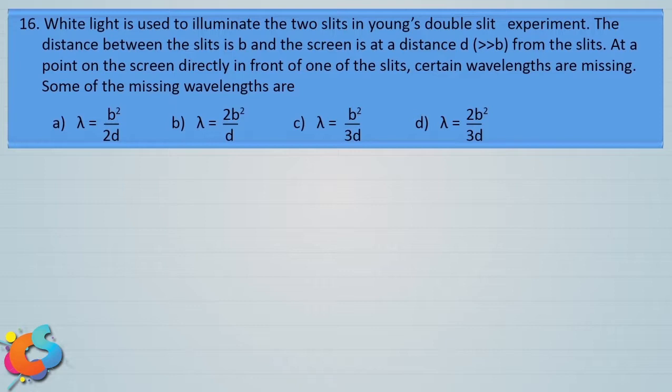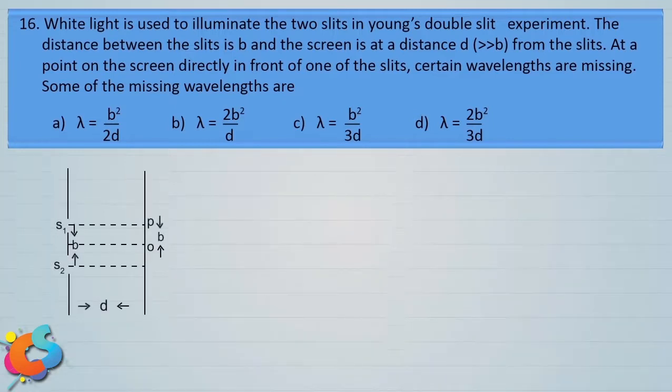Okay, dear students, let's first have a look at the experimental apparatus for the YDSE experiment. Now, let P be that point which is directly in front of one of the slits, that is S1. And here you should be aware of the symbols that they have used in the problem. That is, the distance between the slits and the screen is given by the symbol small d, and the separation between the two slits is given by the symbol b, small b. So now if this is b, then the distance between O and P on the screen should be half of b, that is b by 2.